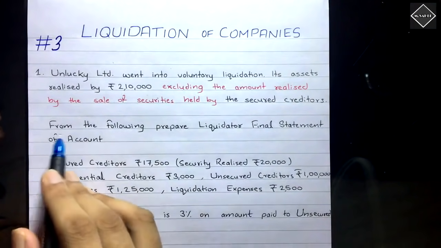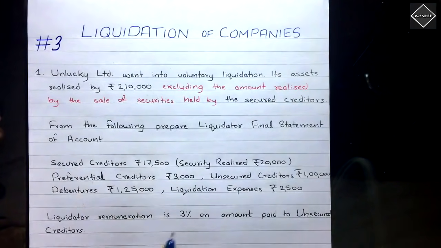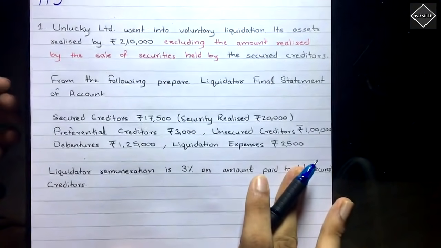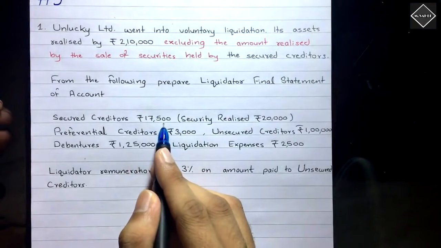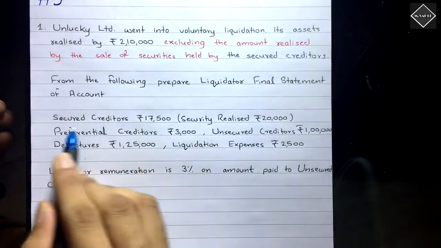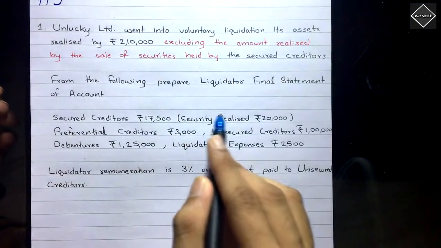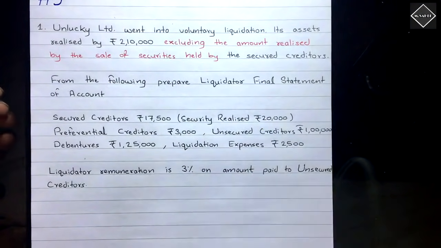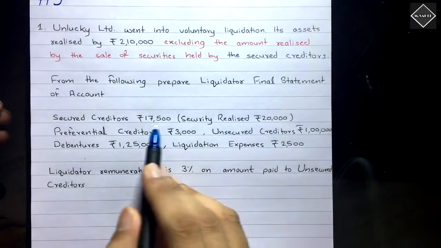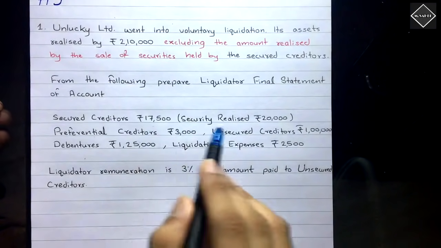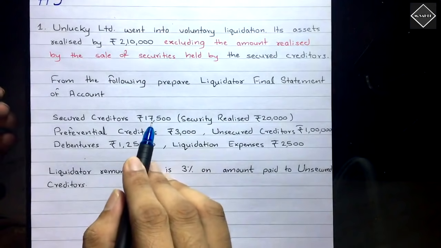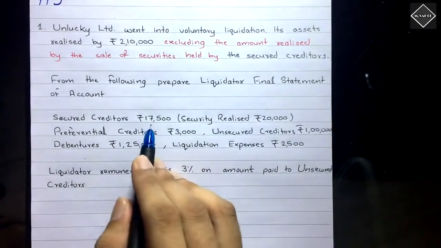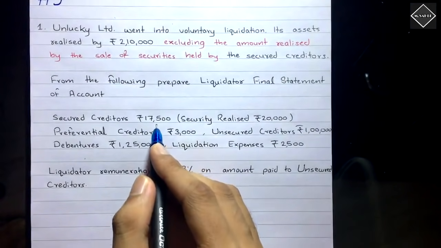Fine. So from the following, prepare the liquidator's final statement of account, and then they have given us some information here. See here, secured creditors rupees 17,500. This is the liability of the company towards secured creditors, and the security realized, that security which was given, has been sold at rupees 20,000. So there is a surplus here, isn't it? There is no deficiency, nor is it par. This is a surplus. The liability is 17,500. We have sold the asset for 20,000, so 2,500 will come to the company.